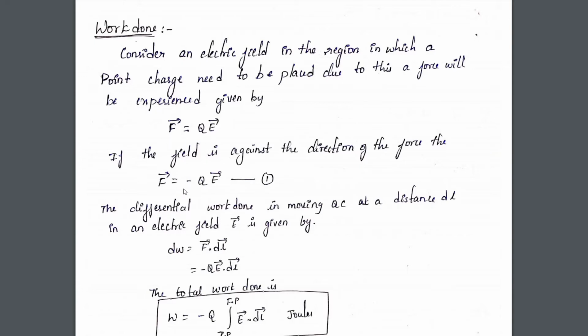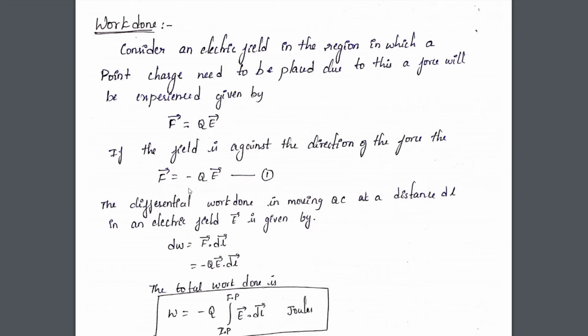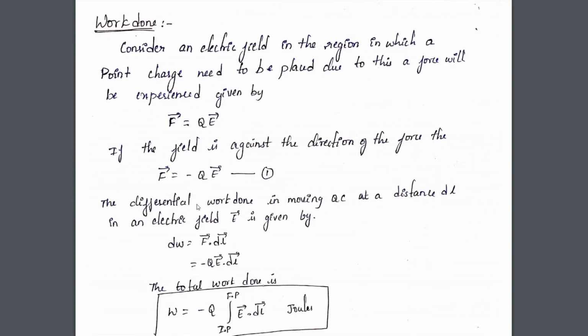Then if you assume the force and the field are moving in the opposite direction, the value of F will be taken as minus Q into E. So F is a product of charge into E. Whenever we place a point charge in an electric field, F will be equal to Q into E. If force and field are in the reverse direction, then F will be equal to minus Q into E.